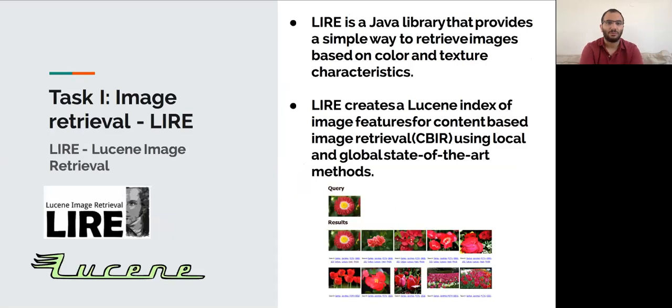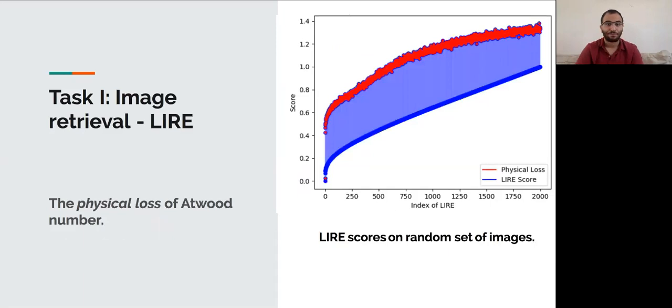We first present LIRE. LIRE is a Java library that provides a straightforward way to extract the most similar images. Its similarity score is based on color, texture, shapes, and objects. It is notable that it is a classical computer vision approach that has no learning capabilities. To have a broader understanding of LIRE's performance, we gave it a random simulation image as an input. We then gathered the 2,000 first images and evaluated their physical loss on the Atwood number. We repeated this process 13,000 times and averaged the results.